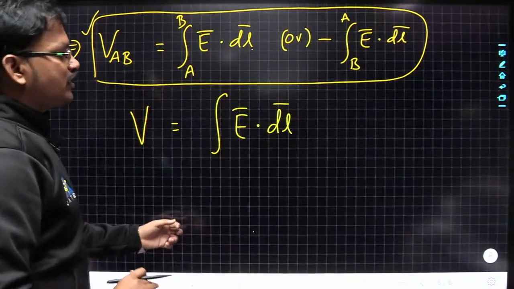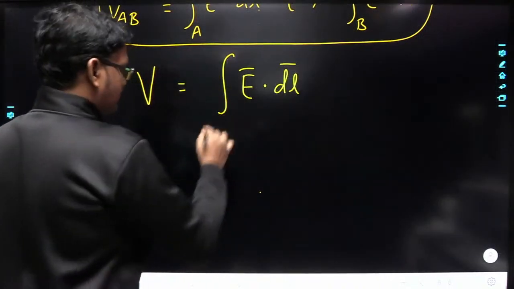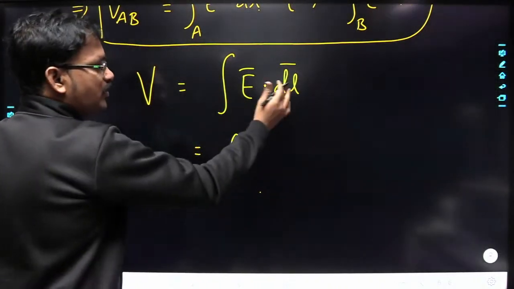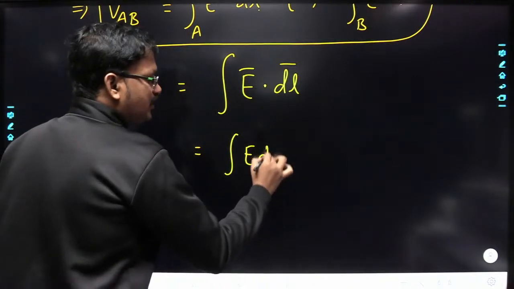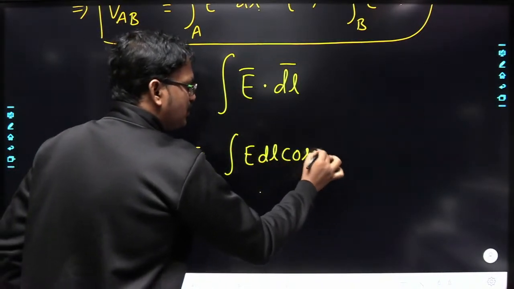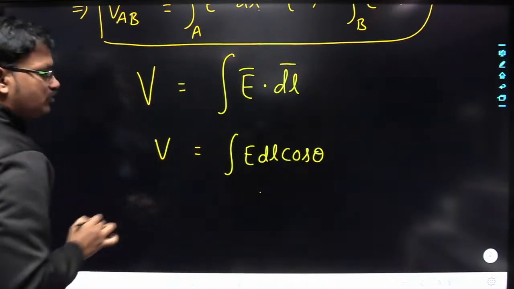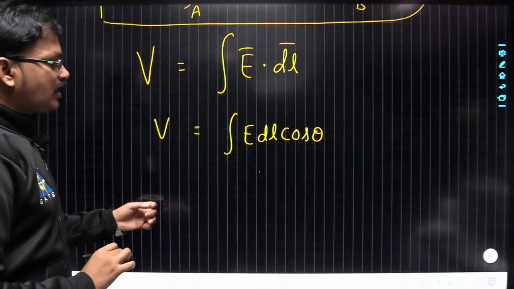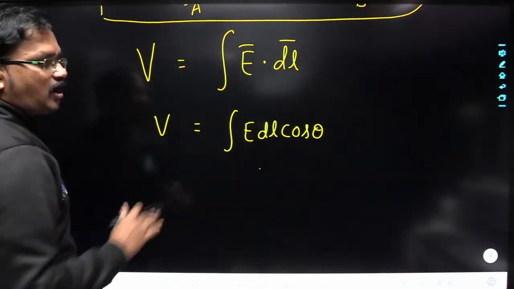So what I will do here is, I can write this integral E bar dot dl as E dl cos theta. So that is equal to V. Yes or no? Now what I will do is I am going to differentiate on both sides.